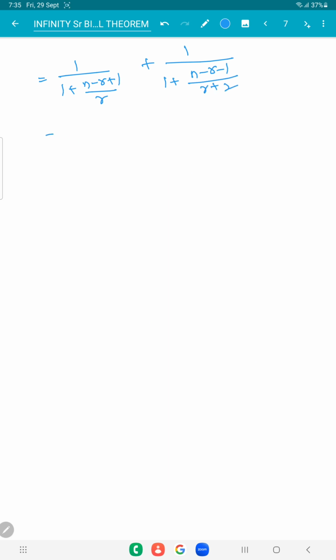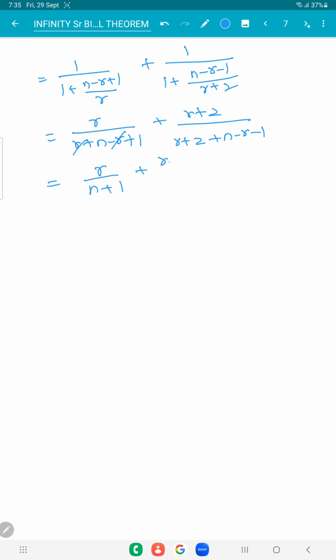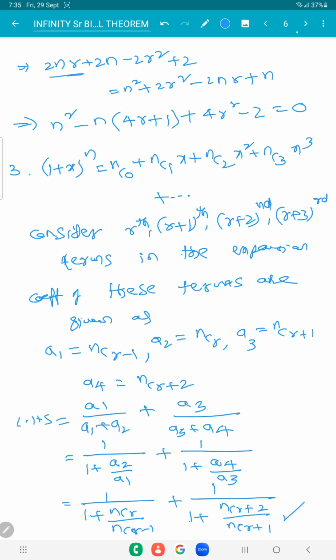So let us take LCM here. r by r plus n minus r plus 1, plus r plus 2 by r plus 2 plus n minus r minus 1. So the r cancels. r by n plus 1 plus r plus 2 by n plus 1... what is this? n plus 1. So it becomes 2r plus 2 by n plus 1. Keep it like that. This is the left hand side, right?